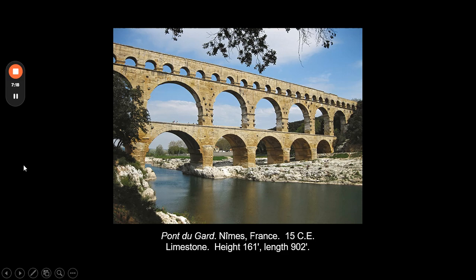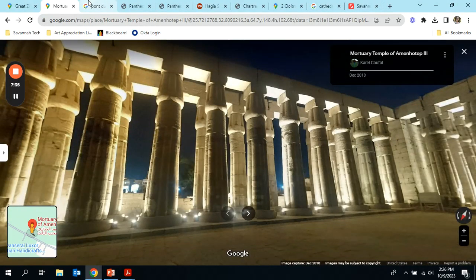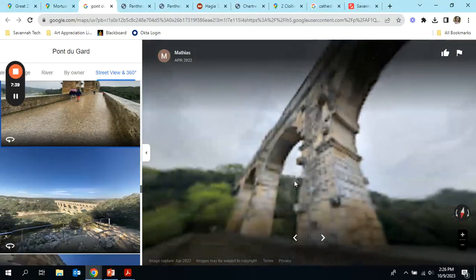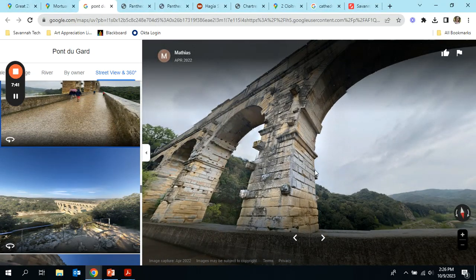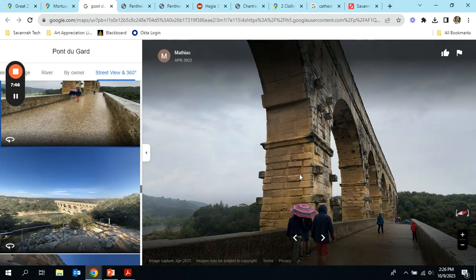So this is one of the famous Roman aqueducts. Take a look at the date. It was built in the year 15 Common Era. And something that I always found remarkable about the Roman aqueduct here in Nimes is that it was built in just 5 years.